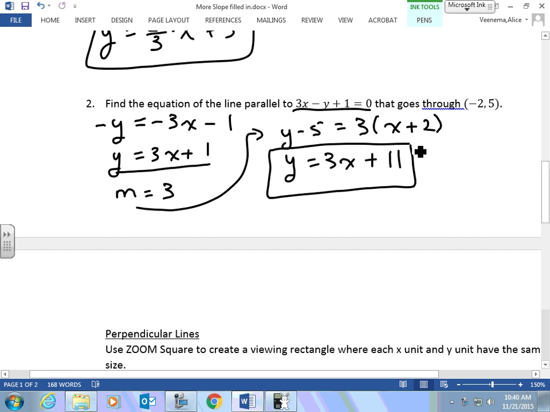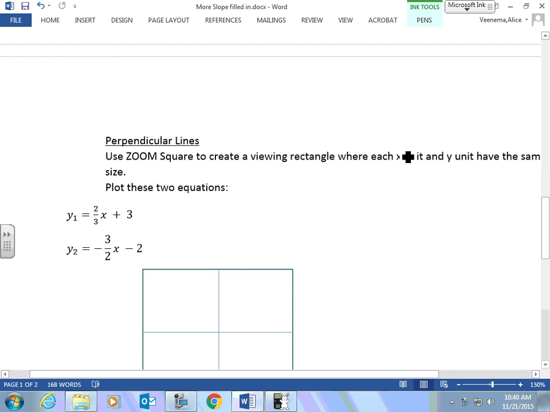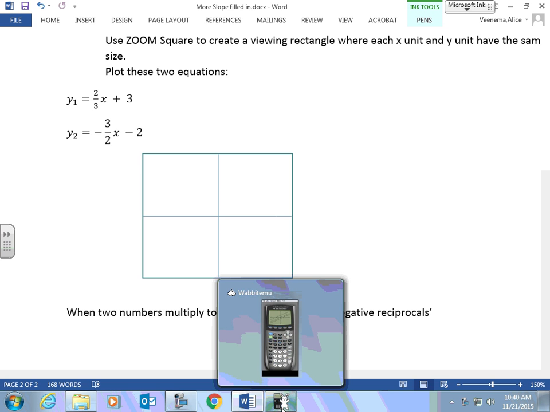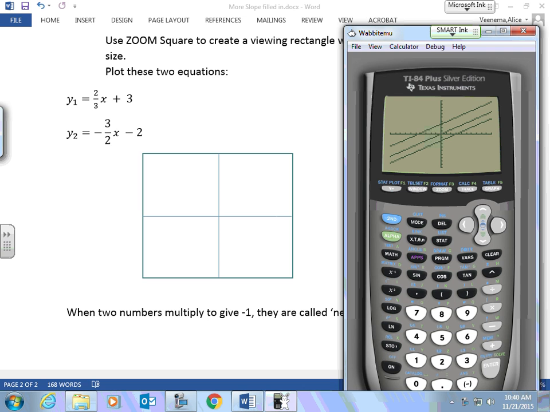So now let's take a look at perpendicular lines instead. And I'm going to ask you to plot two different equations. Let's bring up the calculator and see if that's going to work for me this time. Yep. So the first equation is the same, so I can leave it. The second equation is not, so I'm going to clear it. And I'm going to go down and clear the third one as well. And under y2, I'm going to put in negative 3/2. So negative 3 divided by 2 times x subtract 2. So there's the second equation.